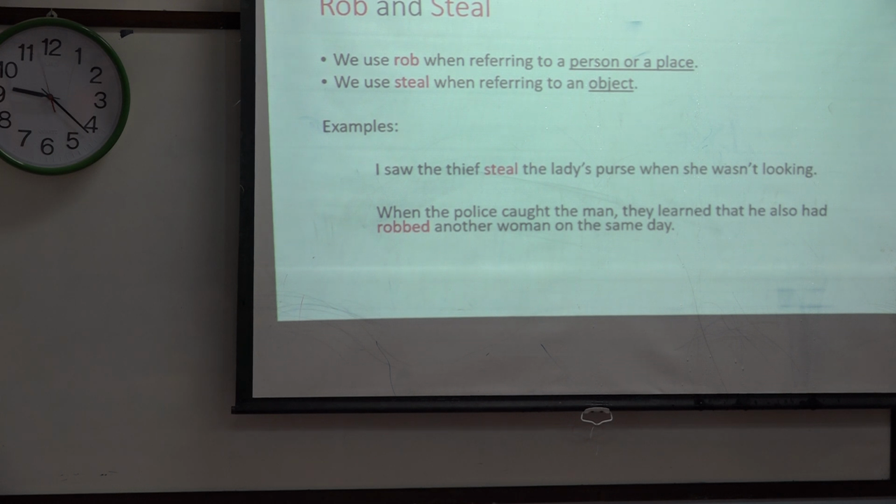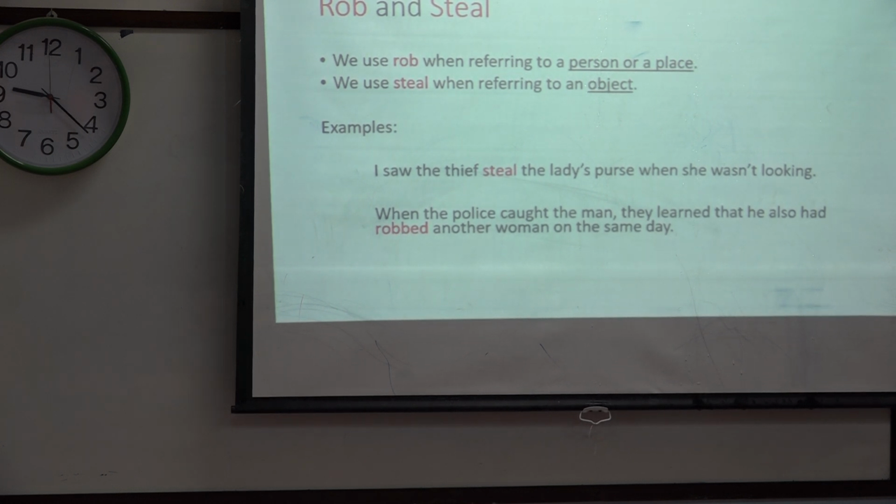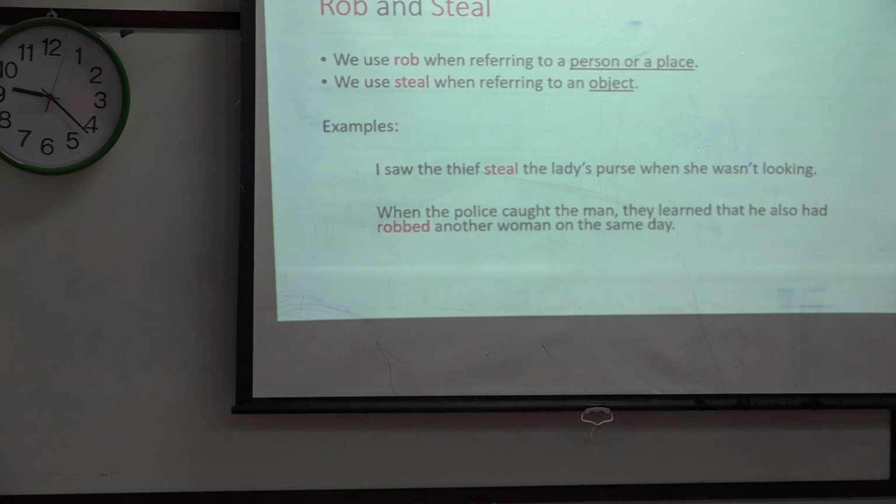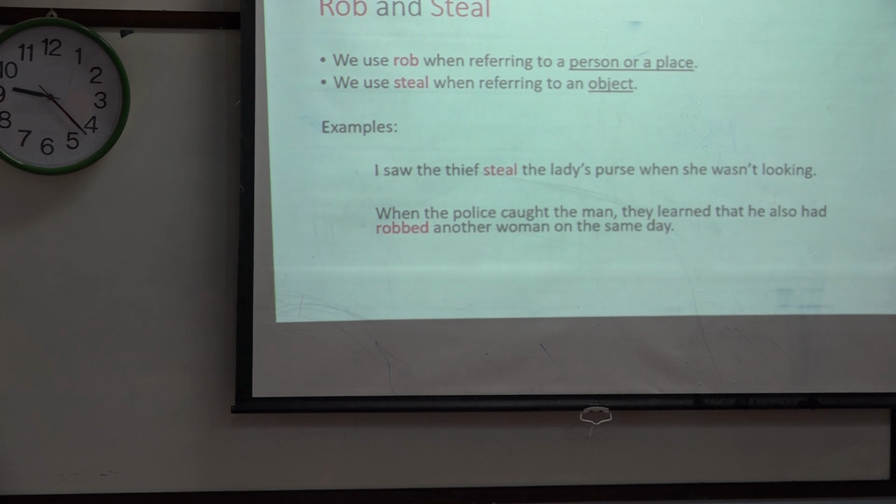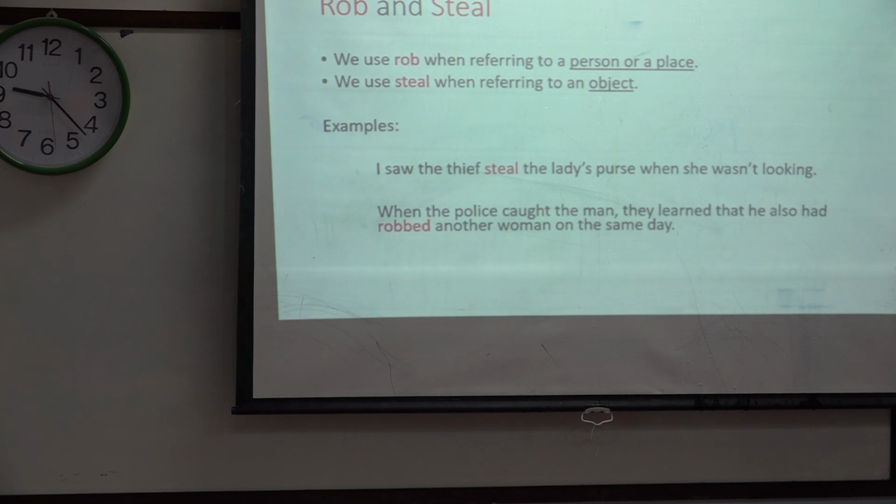So, if you're at a shopping center, you might see the thief steal the lady's purse. We're using steal because we're referring to the purse that was taken away. When the police caught the man, they learned that he had also robbed another woman on the same day. So we use steal to refer to taking away the purse. We use rob to refer to taking away from the woman.